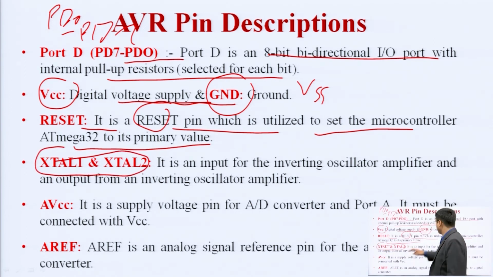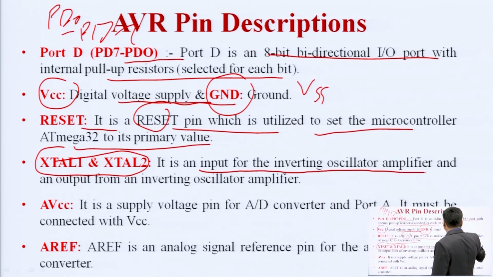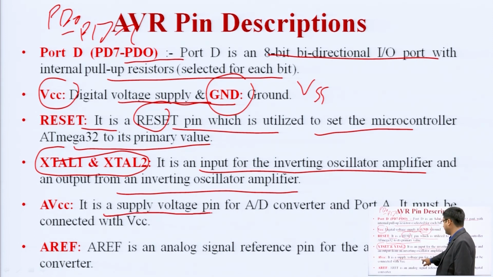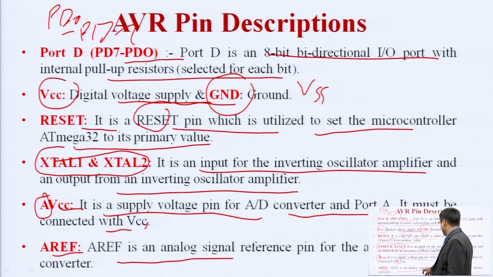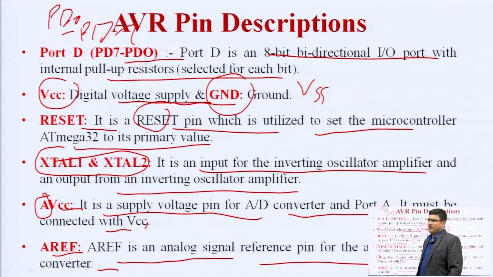XTAL pins are used to generate the clock pulses, that is, a particular frequency of operation for the AVR microcontroller. So it is an input for the inverting oscillator amplifier and an output from the inverting oscillator amplifier. AVCC is the supply voltage pin for the A to D converter and port A. It must be connected with VCC. So A means analog, VCC power supply. It has an analog power supply as well. AREF is the analog reference voltage for the analog to digital converter. So these are the pins available in our AVR microcontrollers.